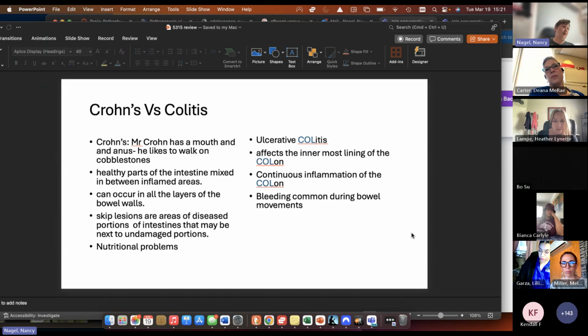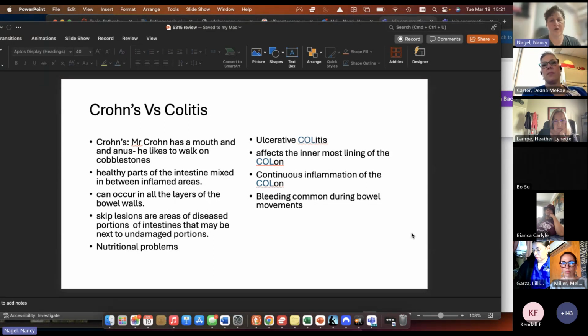And when you do a scope on these patients, they tend to have a cobblestone appearance to their intestines. So he likes to walk on cobblestones. Key things about Crohn's is that you're going to have healthy parts of the intestine mixed in between the inflamed layers. These are sometimes called skipped lesions. So you'll have healthy, diseased, healthy, diseased. Crohn's affects all layers of the bowel wall, not just one.